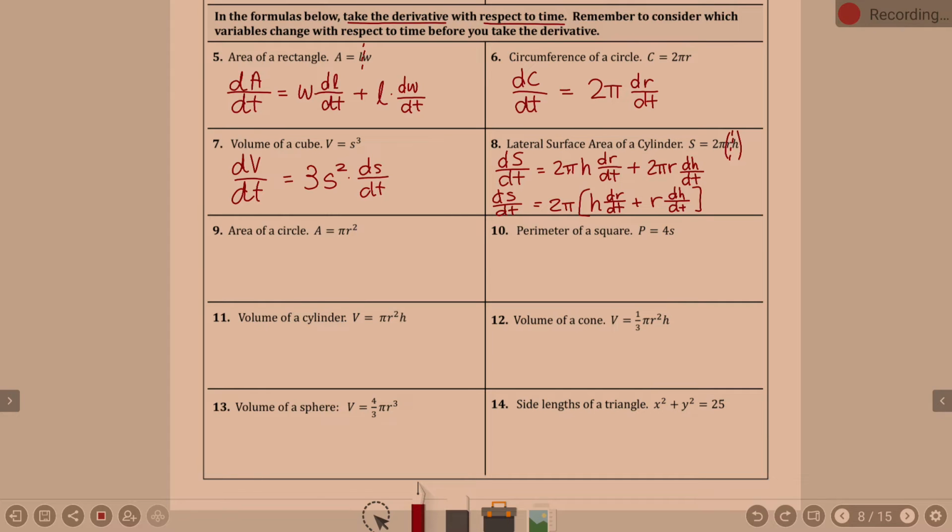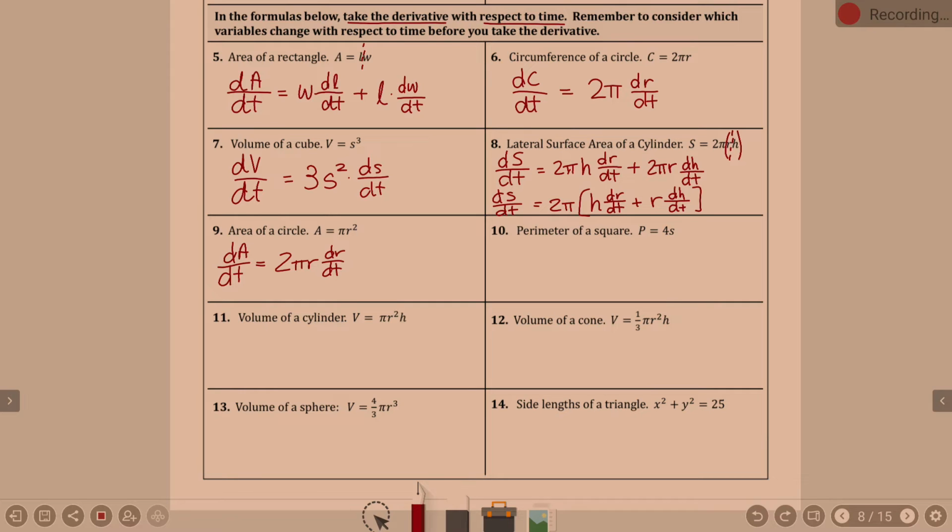Okay, number 9. Area of a circle. Change of area with respect to time, dA/dt, equals 2 pi r dr/dt. Are we getting okay with these? Yeah. Okay.